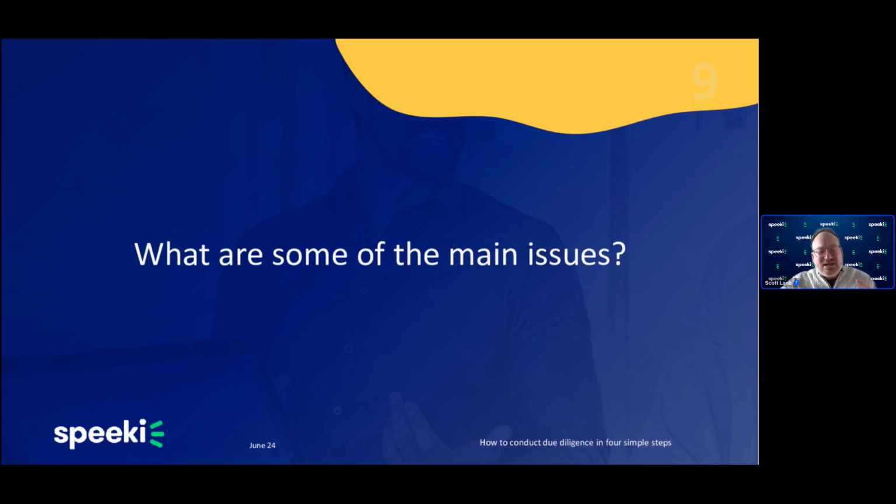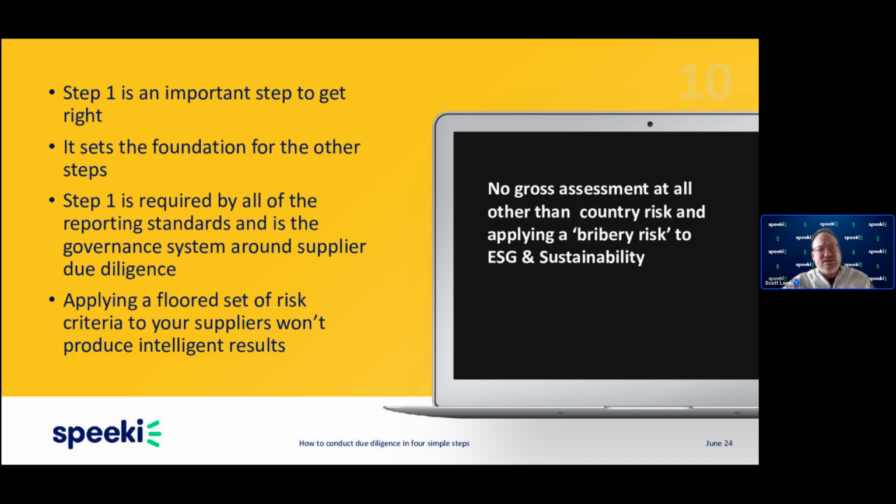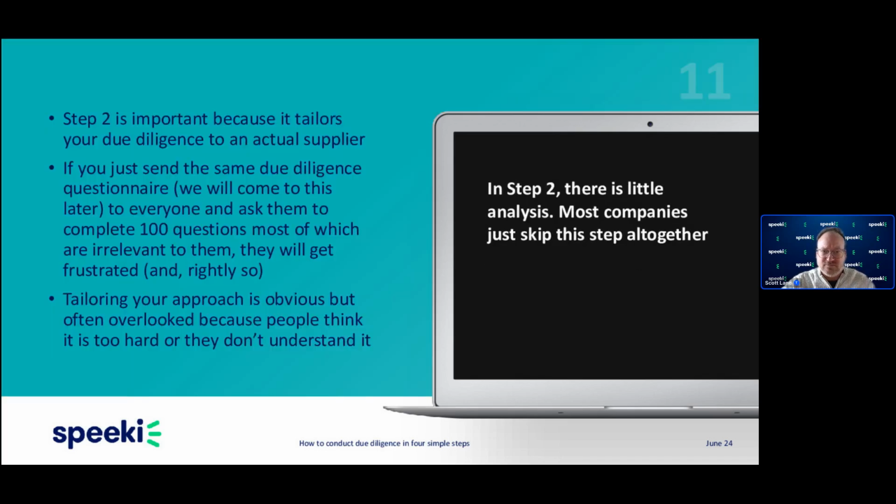So what are some of the key things that I would take away? Firstly, step one is very important. It's the foundation for the other steps. It requires a lot of knowledge, a lot of experience, a lot of assessments, a lot of data, a lot of review of history to really get this assessment done. And what you're looking at is the root gross risk. You're trying to assess gross risk, and you're trying to do it across all of the sustainability and ESG areas. It's tough. Remember, step two is starting to then tailor it for the actual supplier.